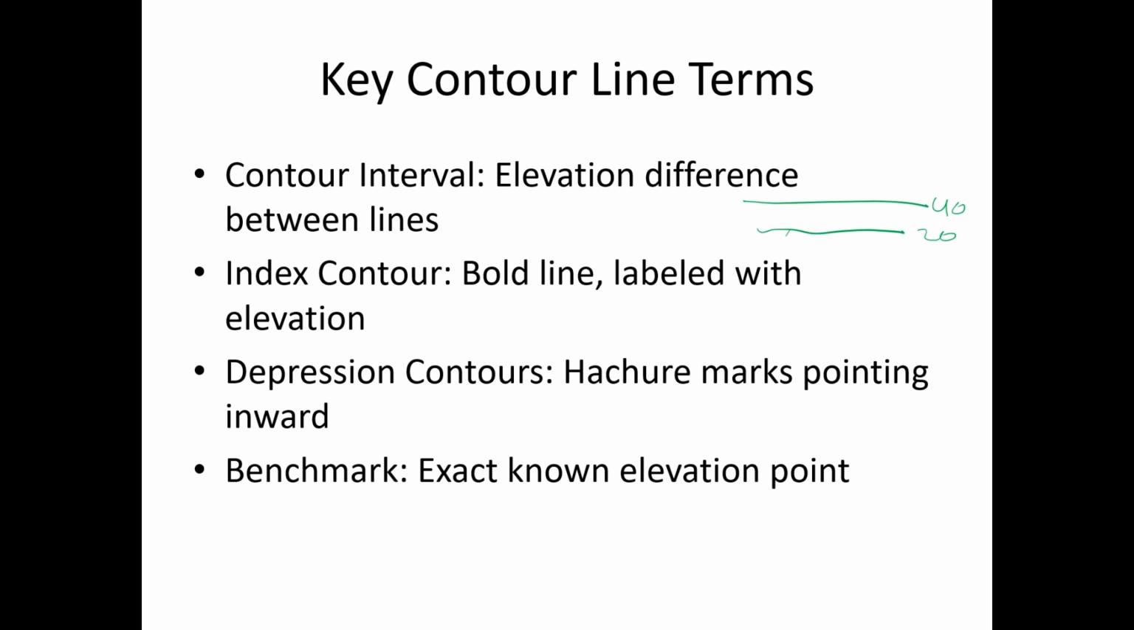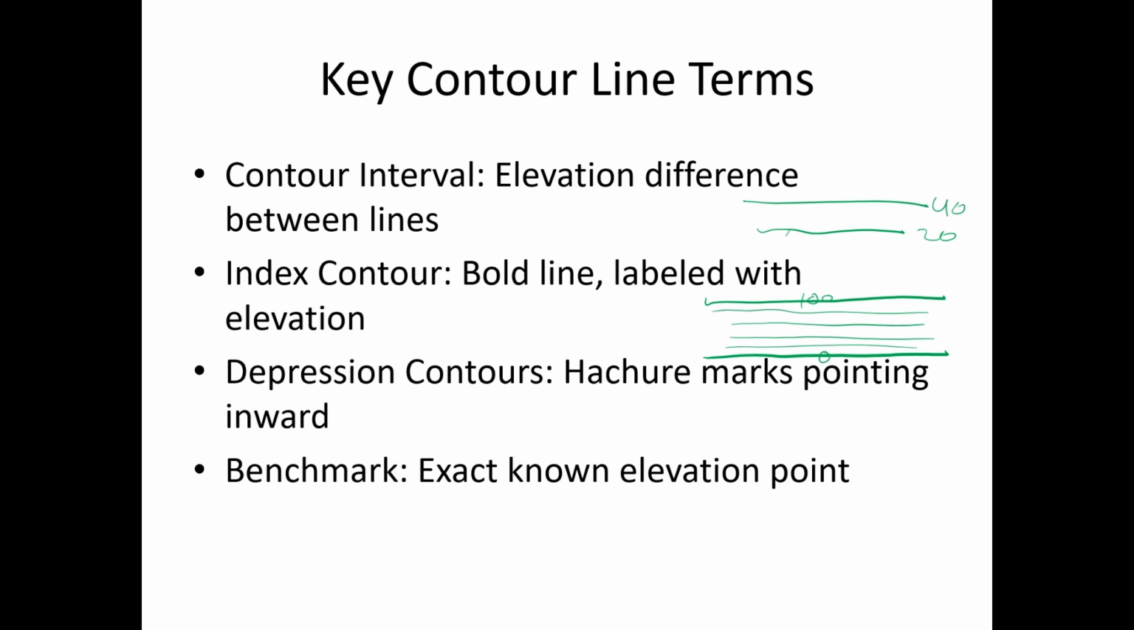Next, we have the index contour. What you're typically going to see is a bold line, which is going to be labeled. It could be, let's say, 100. And then you're going to see thinner lines underneath that. And then you're going to see a thick line again, and let's say it's 0. So I want you guys to figure out right now, what is the contour interval of these lines which I just showed you?